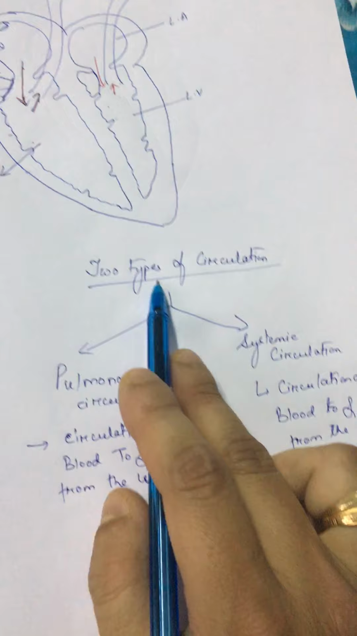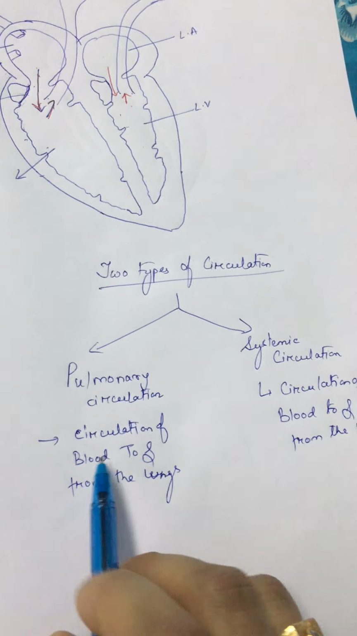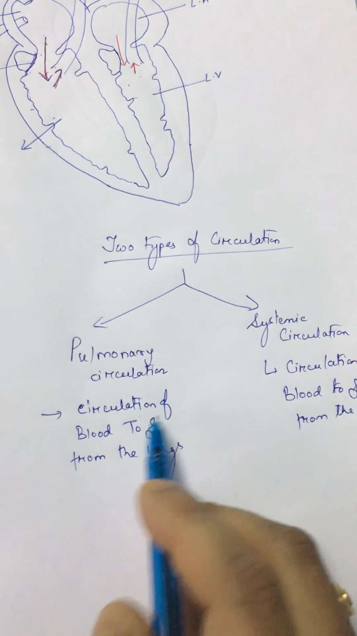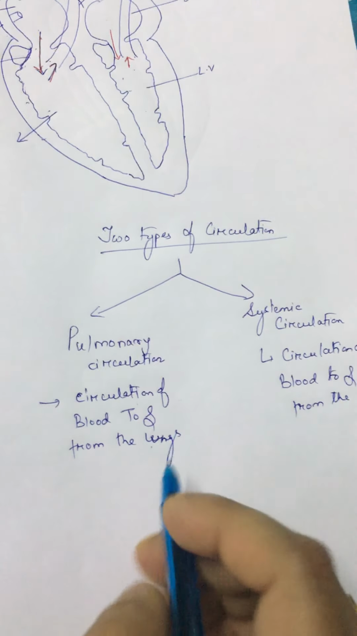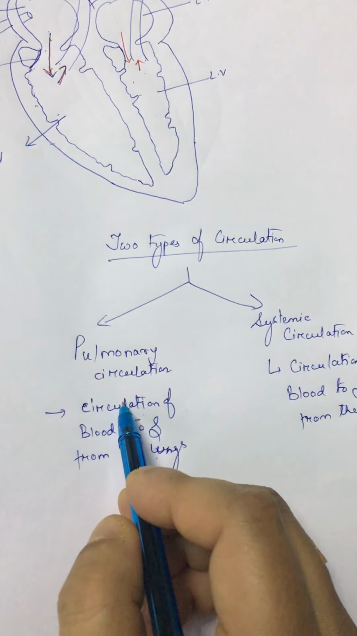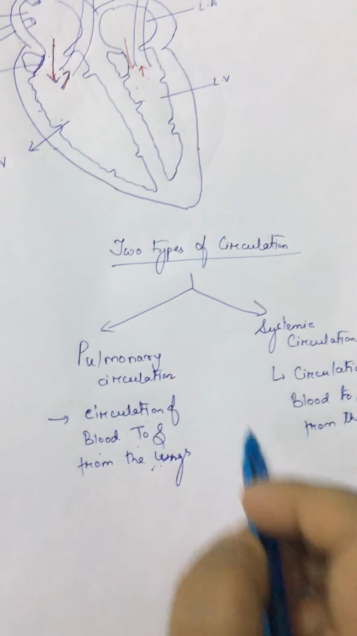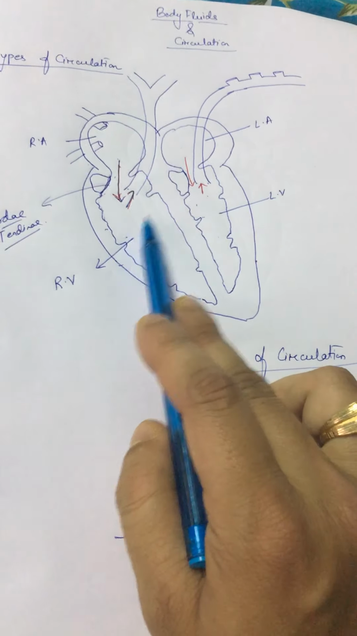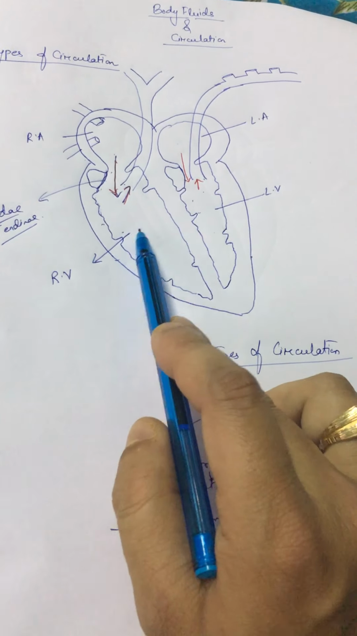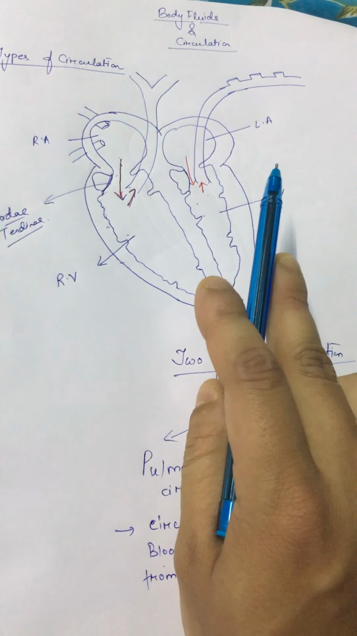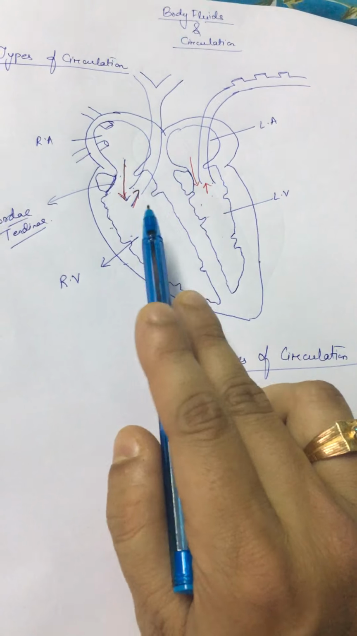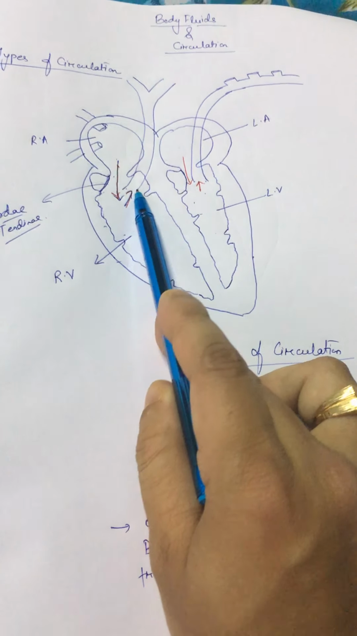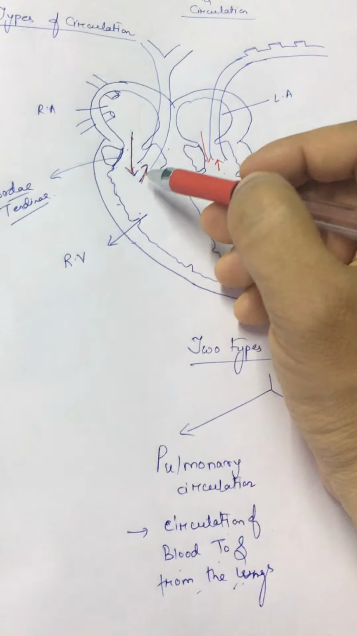So I told that there are two types of circulation. One is pulmonary circulation, which means circulation of blood to and from the lungs. To and from the lungs means circulation of blood to the lungs and back from the lungs again to the heart. I have discussed this in the class. From which chamber of the heart will the blood be pumped to the lungs? You all know that from the right ventricle the blood will be pumped to the lungs.